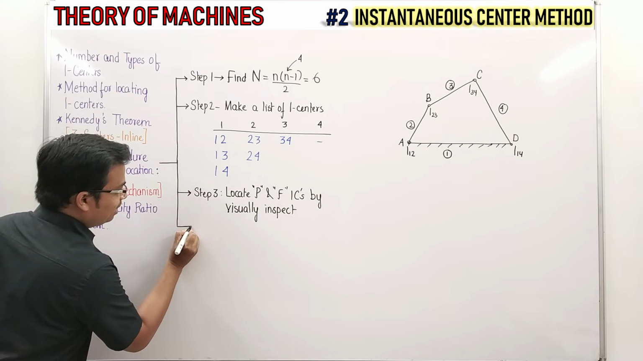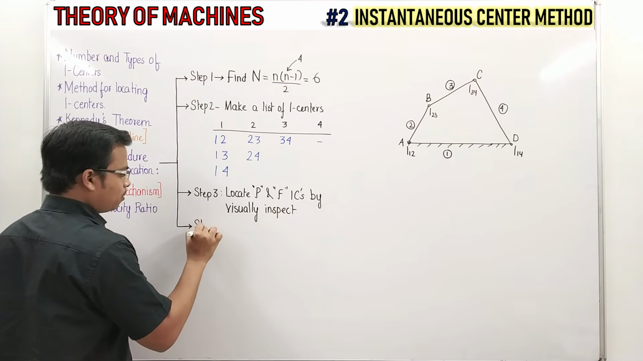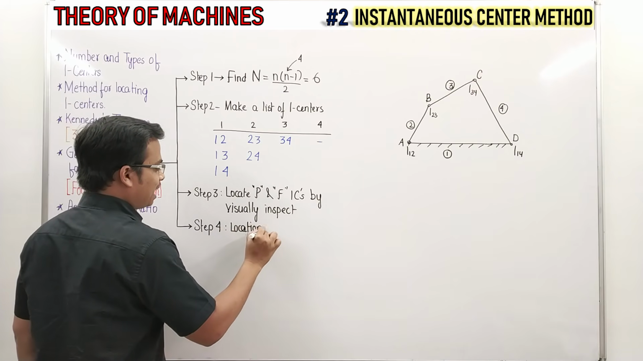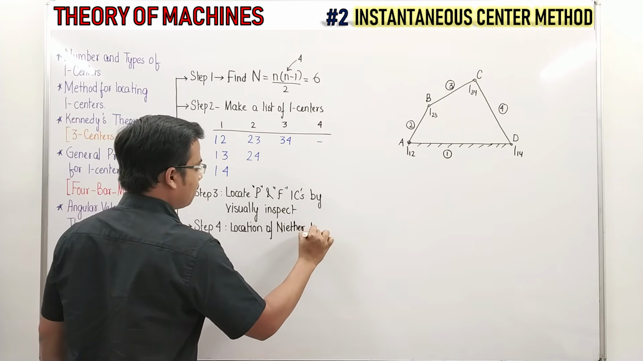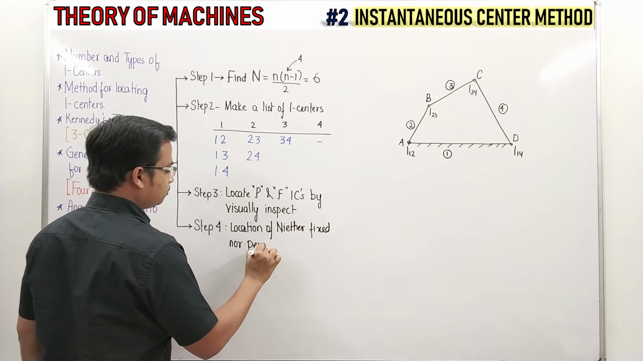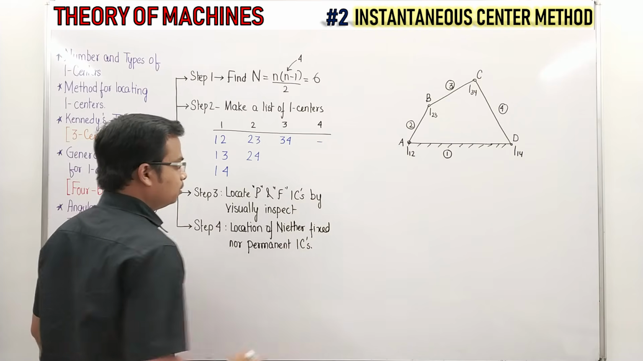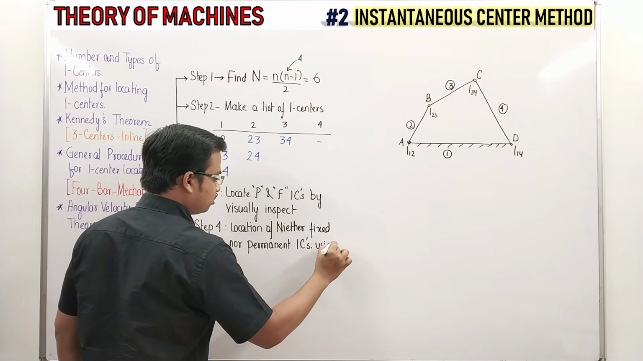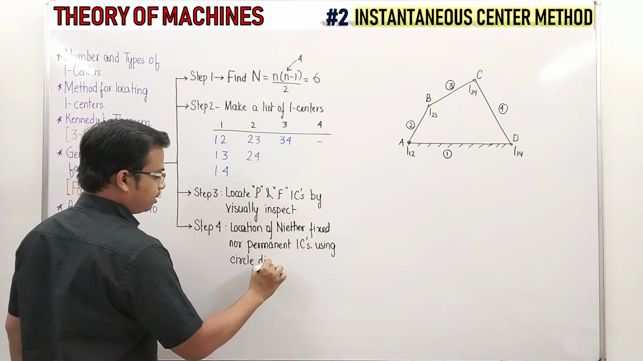In step 4 we need to find those I centers which are neither fixed nor permanent. This is a bit tricky. Step 4 is for location of neither permanent nor fixed I centers. Let me write this clearly. Neither fixed nor permanent I centers. Okay, now this can be achieved using circle method or circle diagram. So let me just demonstrate how this can be achieved.